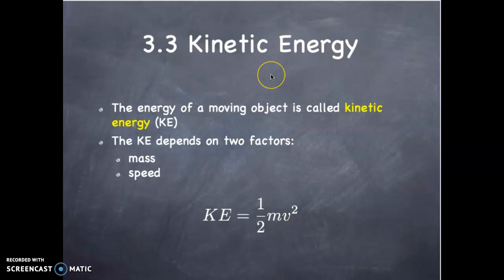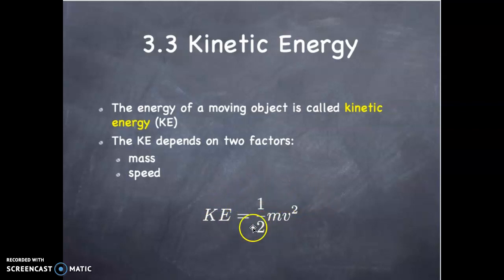There are different forms of energy, as you will see. The first one that I want to introduce you to is called kinetic energy. This is energy associated with motion. The energy of a moving object is called kinetic energy. And kinetic energy depends on two factors, the mass of the object and its speed. The symbol for kinetic energy is this juxtaposition KE. So KE is equal to 1/2 mass times the velocity squared.